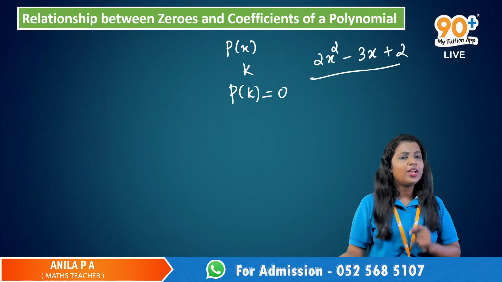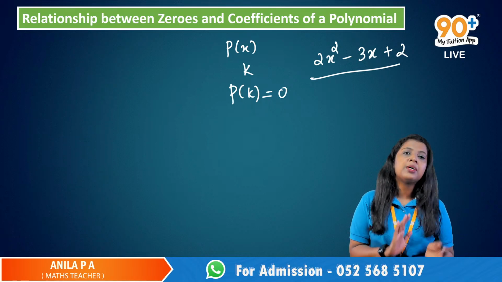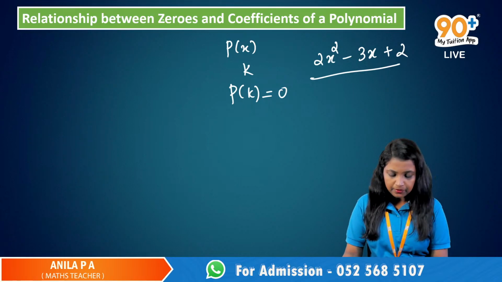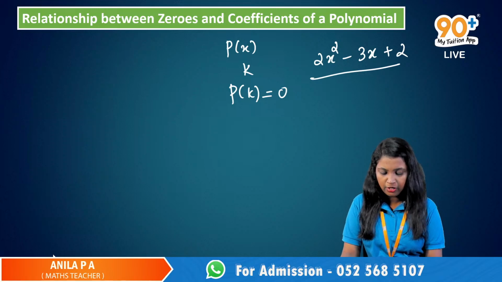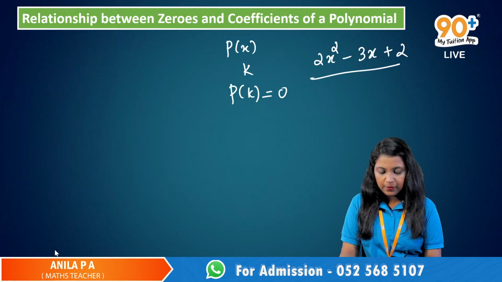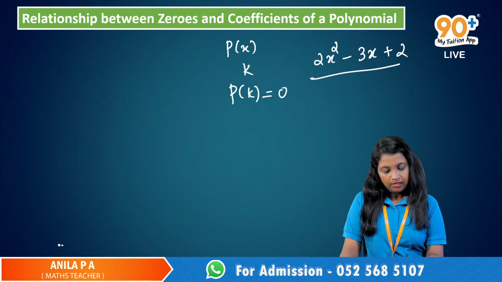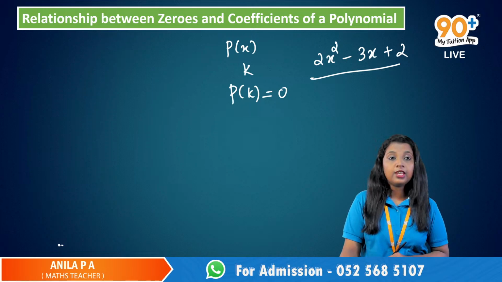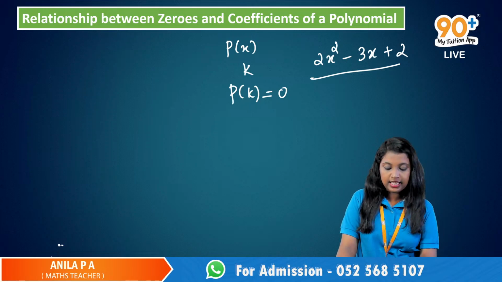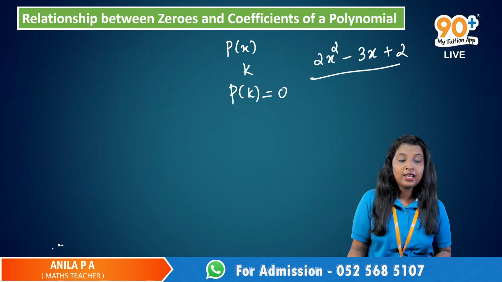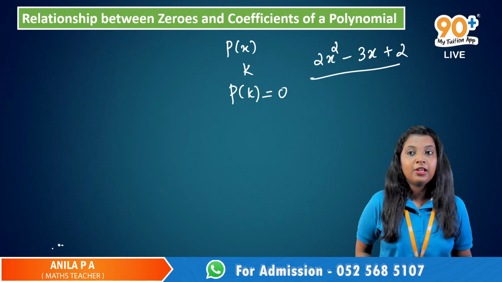This is a quadratic polynomial. Let's start from a linear polynomial, for example, 2x plus 3. Can you find the zeros of 2x plus 3? What about the number of zeros of a linear polynomial?